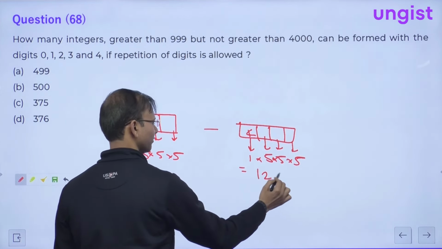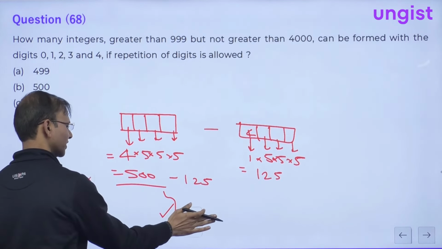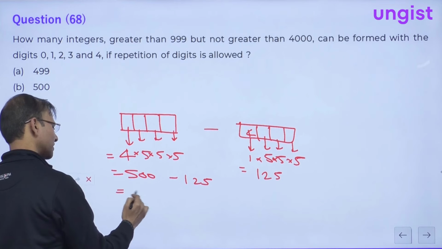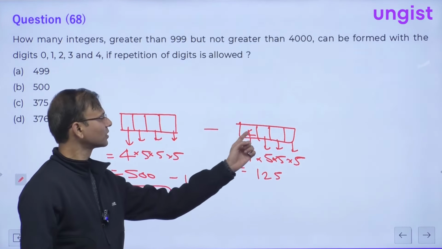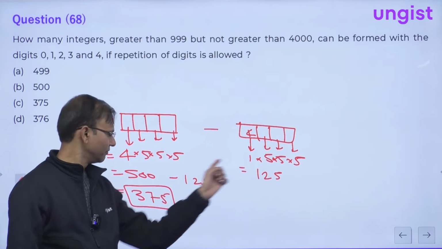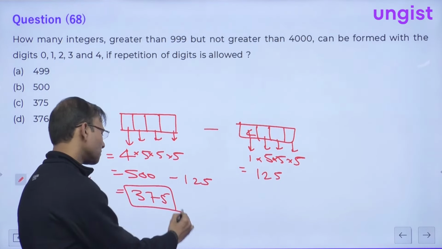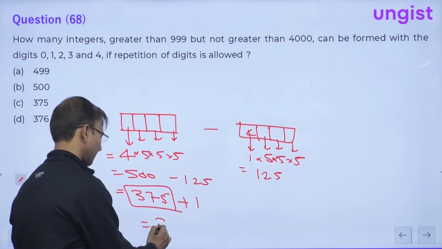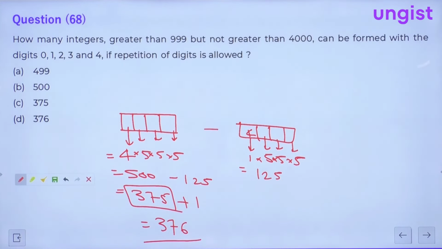So this is 125. So guys, this will be subtracted from this, but let me tell you friends, this is 375. But here 4000 can be formed. This we have subtracted actually, but 4000 is not greater than 4000, so 4000 will be included. Galat ho gaya? Yes. So 376 is the answer. Right.